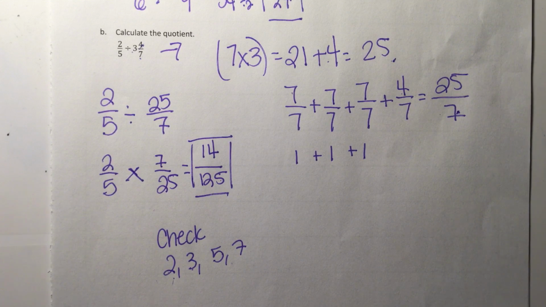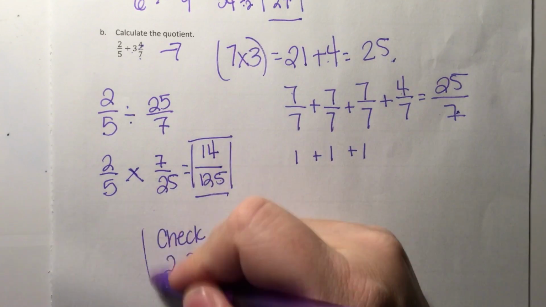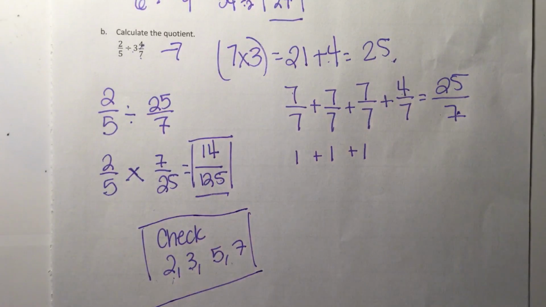Okay? So you're going to check divide by 2, top but not the bottom. 3, neither one. 5, the bottom but not the top. 7, the top but not the bottom. Okay? Those are the 4 that I check. If it doesn't go into those, it can't reduce. Okay? We're going to do 2 more.